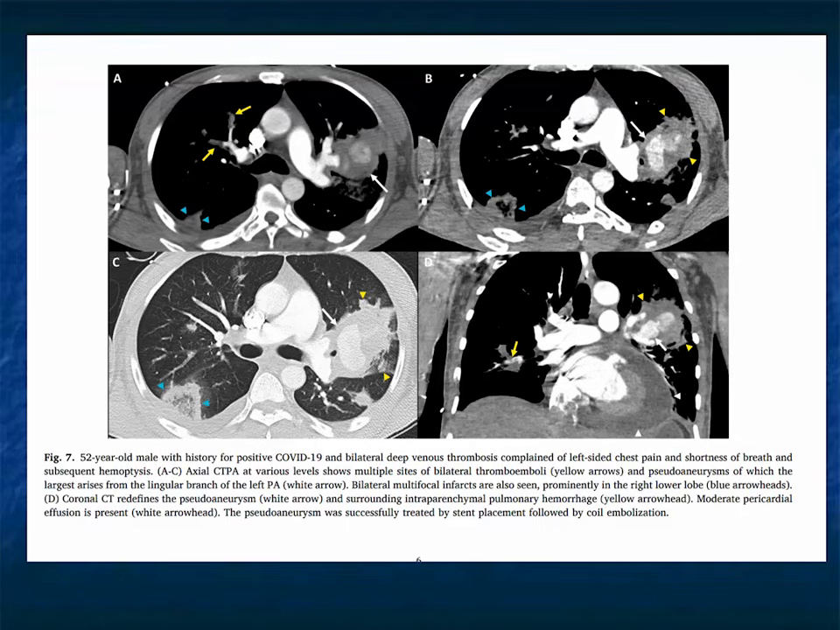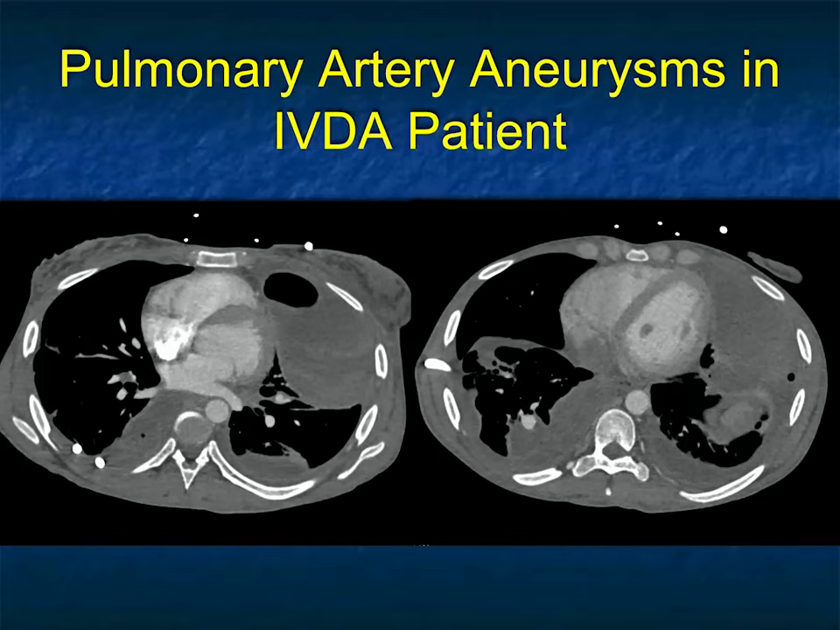Here's a patient with COVID and DVTs and left-sided chest pain. You can see multiple bilateral lung infarcts. You can see sites of bilateral thromboembolism as well as pseudoaneurysm, the largest of which is in the lingula on the left side. Again, a very nice example showing you from the axial to the coronal views of this patient's pseudoaneurysm, which was eventually treated with stent placement followed by coil embolization.